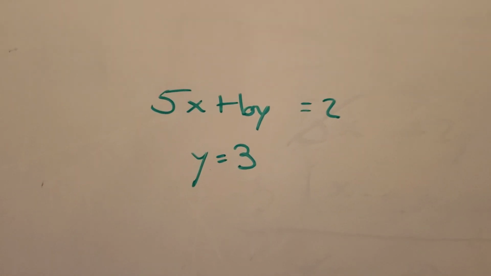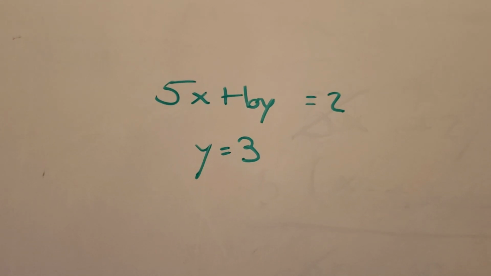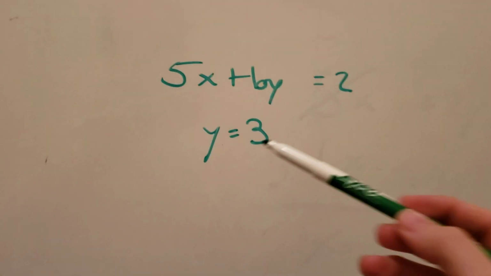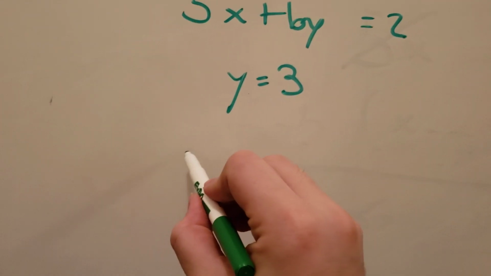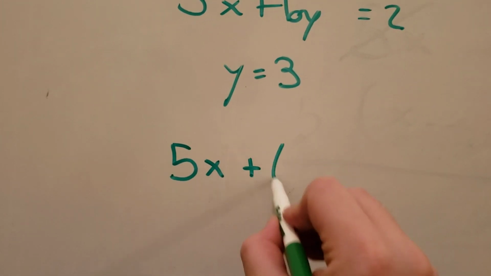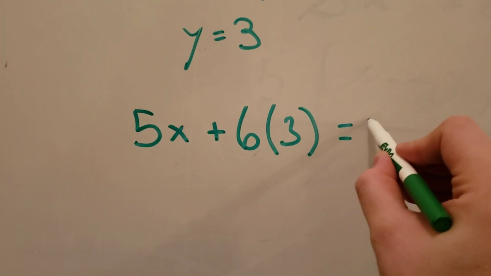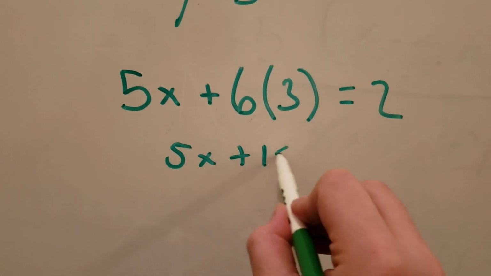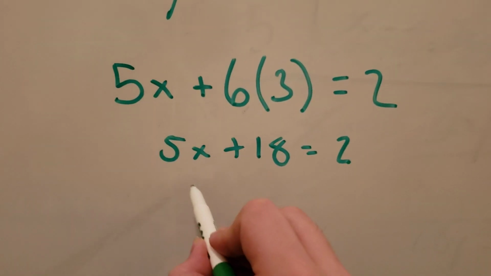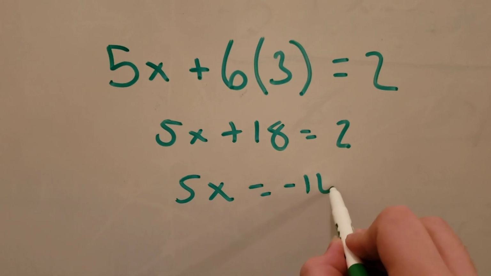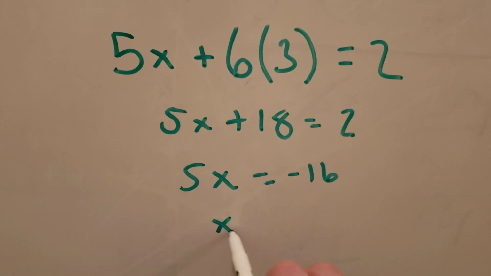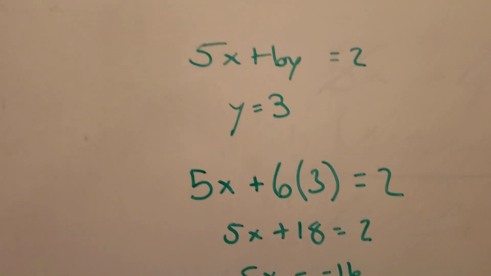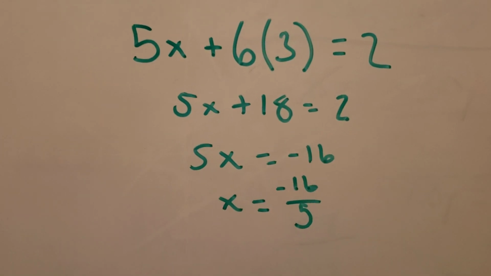Now here we are for our second set of equations, and this one's pretty easy. One of the variables is already solved for us. Y is equal to 3. It's still substitution though. We're taking the y value we know and we're substituting it in. So let's do that. We get 5x plus 6 times 3, and that's equal to 2. So 5x plus 18 is equal to 2. 5x equals -16, and that makes x -16 fifths. So we know that y is equal to 3, and x is this fraction, -16 fifths.